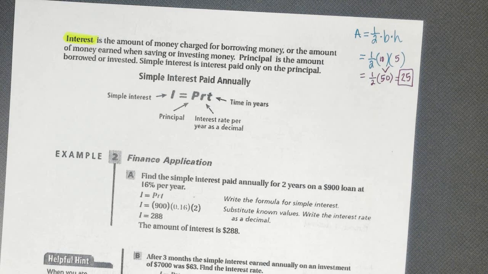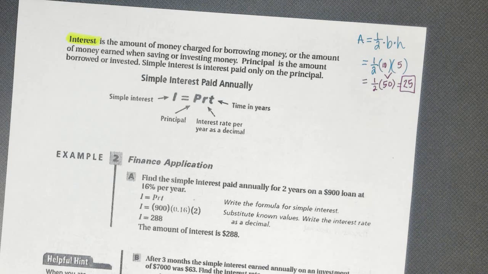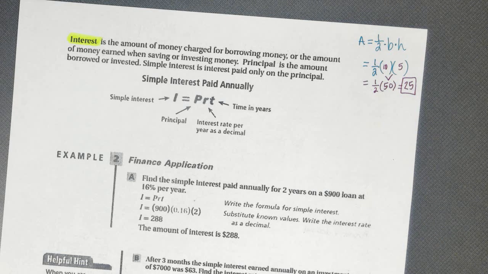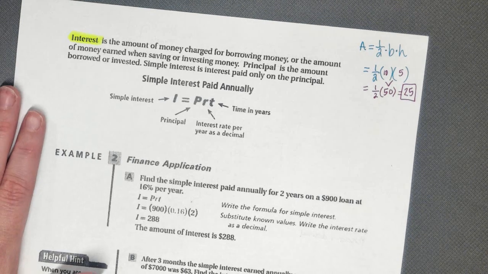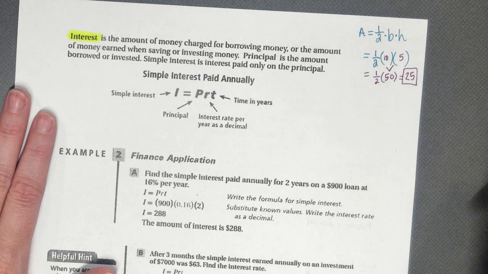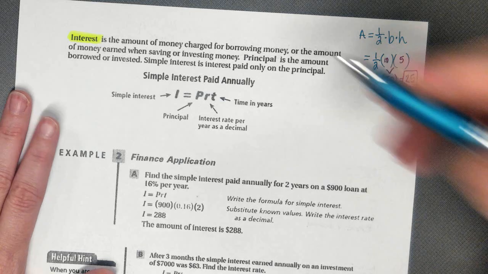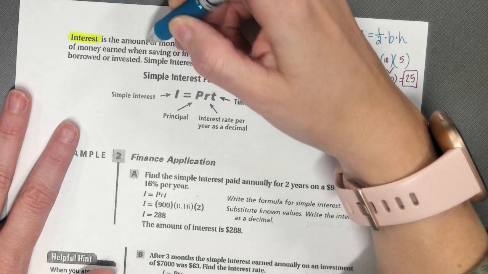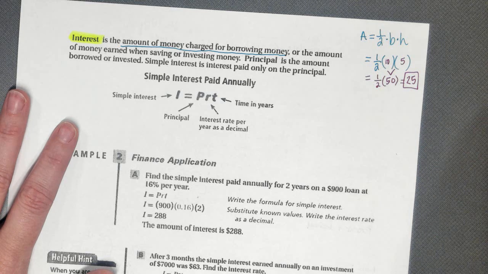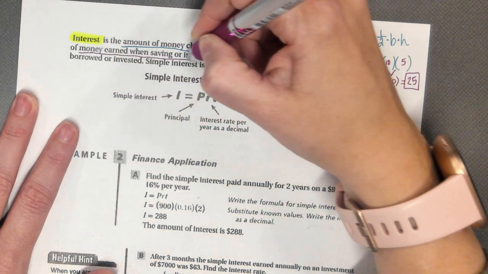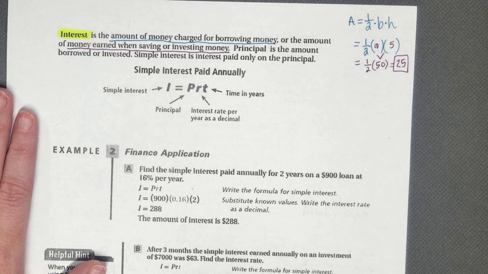So if you have a savings account, then you earn interest and the bank gives you money for keeping it there. It's often a low percentage. But if you need to borrow money from the bank, they also charge you interest. They'll say, I'll give you $200,000 to buy a house, but I'm going to charge you a percent of that to pay it back since you don't have all that money right now. So it's the amount of money charged for borrowing money, or the amount of money earned when you're saving or investing.